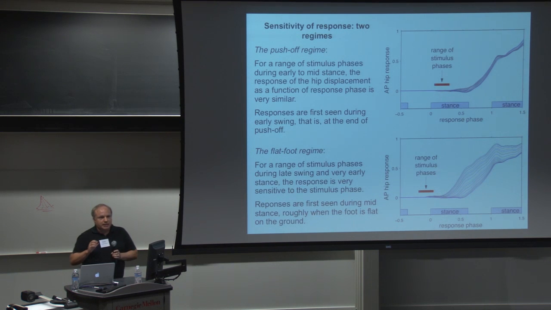We analyzed the sensitivity of this response to the stimulus phase, and there are two regimes. The first regime we call the push-off regime. In a range of stimulus phases in early stance, indicated by the horizontal red bar in the upper graph, you see basically the same hip response within that range of stimulus phases. That response occurs in early swing, right after push-off. If the range of stimulus phases occurs in late swing or very early stance, the response is highly dependent on the stimulus phase.